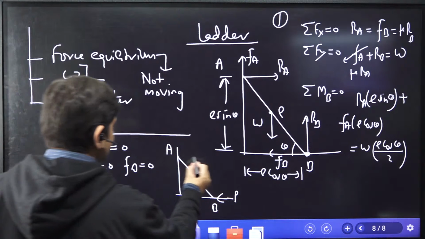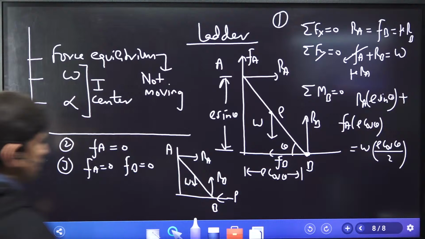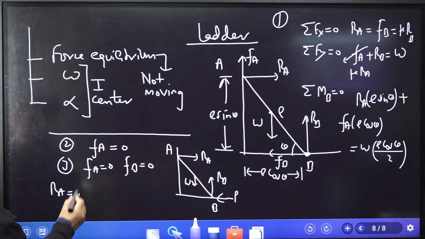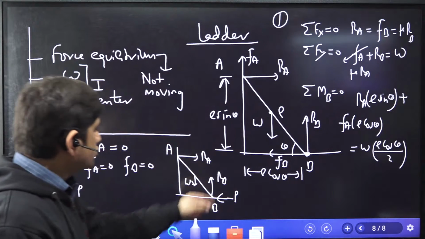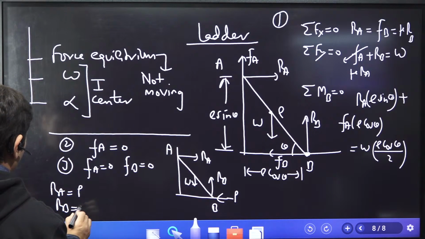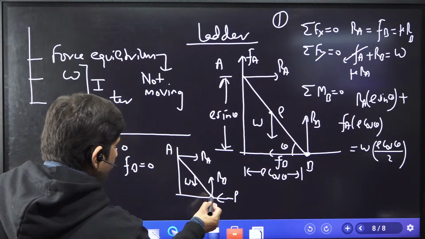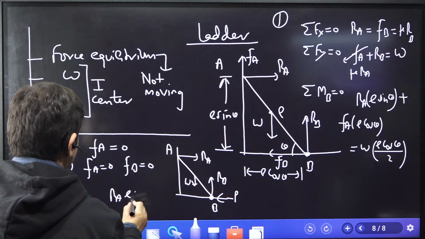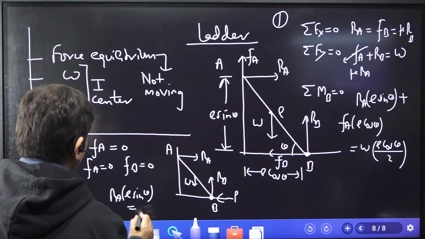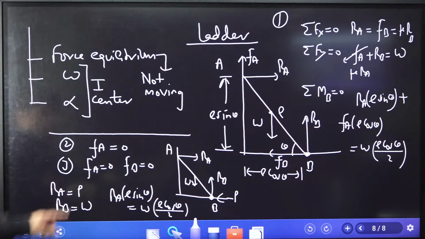Now let's solve it. This is RA, this is RB, this is W. No friction. For all horizontal forces, RA is equal to P. Horizontal forces are balanced. I need to apply force P. RB is equal to W because that is the only vertical force. Now take the moment of all forces at point B. RA into the distance L sin theta is balanced by W into L cos theta by 2. From here you get RA, and from this you get P.